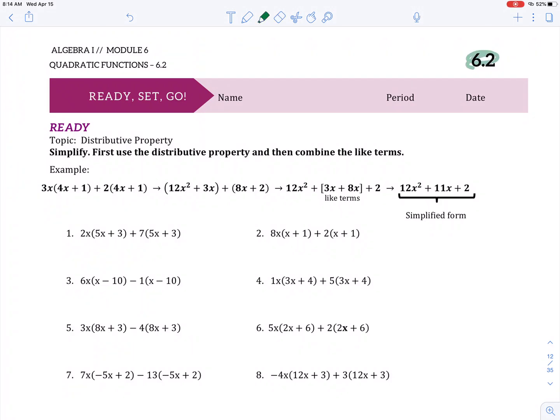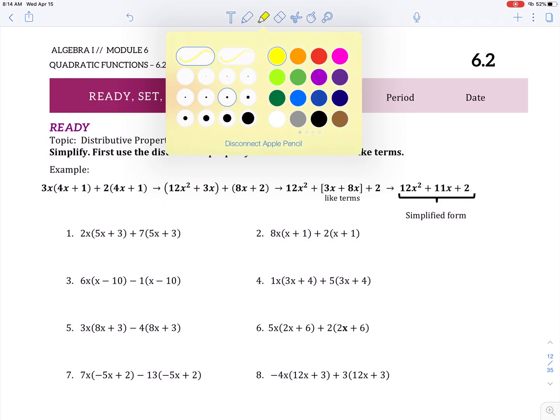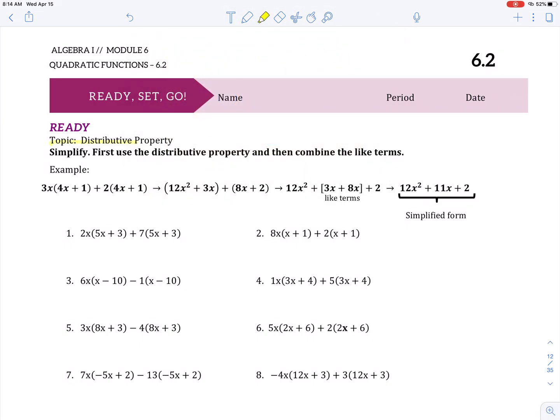We're going to go over your homework, or at least go over a couple of examples from it, 6.2. So let's just jump right into it. The first thing that we need to do is change our color here. Our topic is going to be the distributive property. We're going to simplify. First, use the distributive property and then combine the like terms.